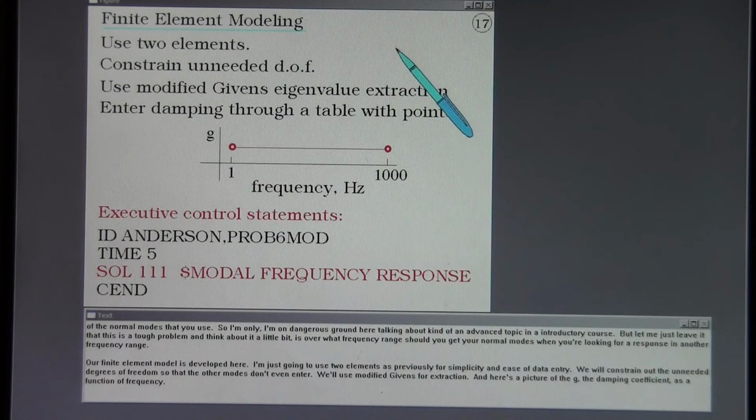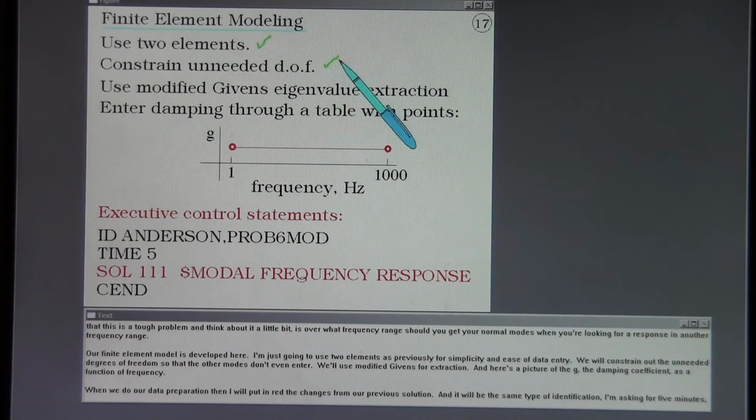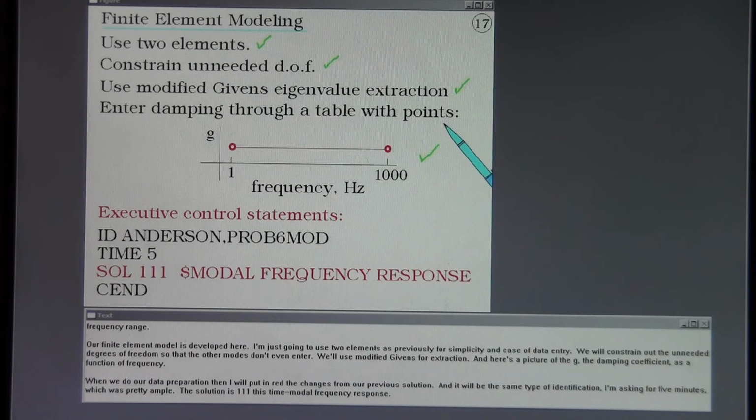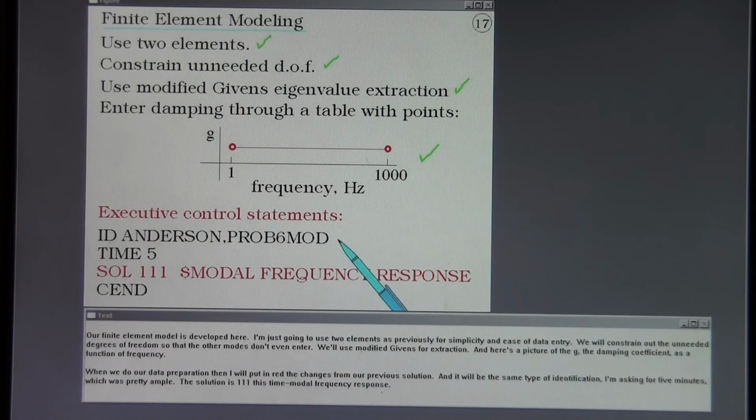Our finite element model is developed here. I'm just going to use 2 elements as previously for simplicity and ease of data entry. We will constrain out the unneeded degrees of freedom so that the other modes don't even enter. We'll use modified Givens for extraction, and here's a picture of the G, the damping coefficient, as a function of frequency. When we do our data preparation, I will put in red the changes from our previous solution, and it will be the same type of identification. I'm asking for 5 minutes, which was pretty ample. The solution is 111 this time, modal frequency response.